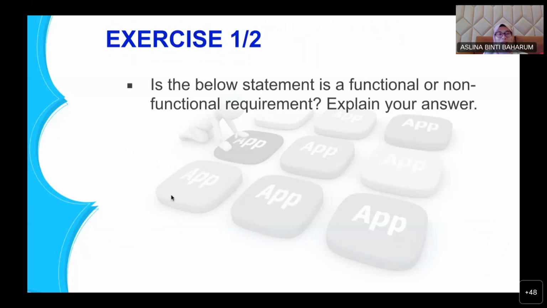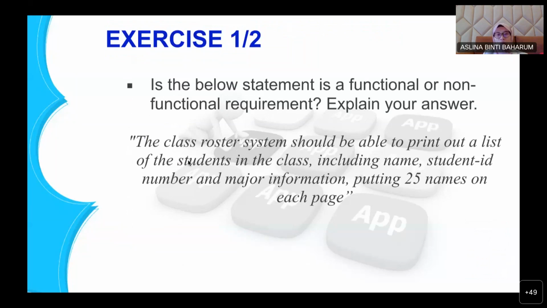So talking about the exercise, is the below statement a functional or non-functional requirement? Explain your answer. The class roster system should be able to print out a list of students in the class, including names, student ID numbers, and major information, putting 25 names on each page. So what do you think? Functional or non-functional? Functional. Yes, good. You can see the word print, so it's a part of the features and functions.